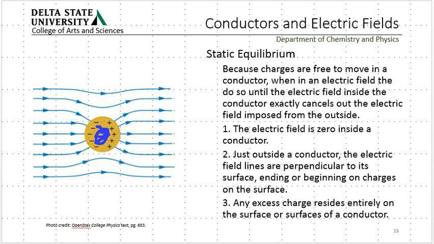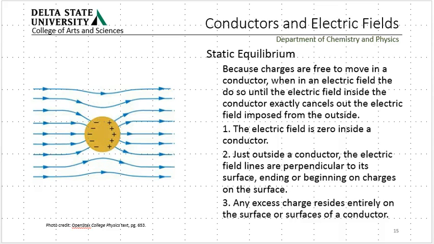As long as there is any electric field inside the conductor, it will continue to move charges until there's enough charge distributed on the outside to completely cancel out the electric field inside. So the electric field inside a conductor is zero. The other thing is the electric field is always perpendicular to the surface of a conductor. All the lines coming off of this are perpendicular to it.